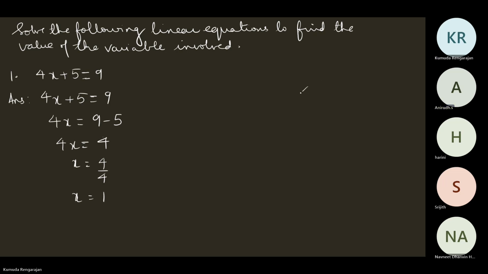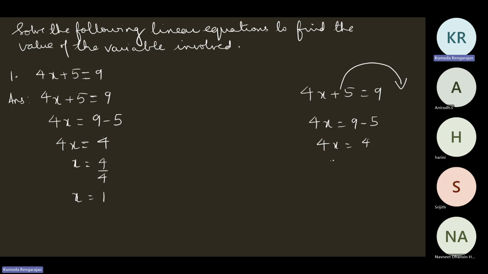Correct. So what you have to do is first transpose plus 5. So plus 5 on the other side becomes minus 5. So 4x is equal to 9 minus 5. So 4x is equal to 4. Now here, 4 into x, 4 and x are connected by the multiplication sign. So this 4 will come for division to the other side. x is equal to 4 by 4. x is equal to 1.